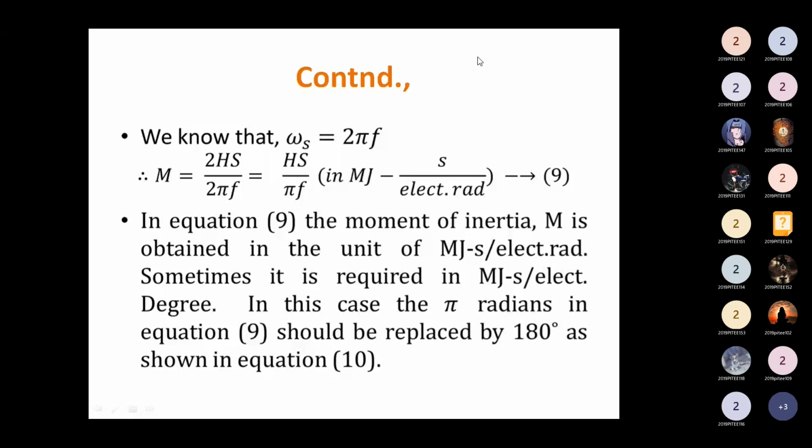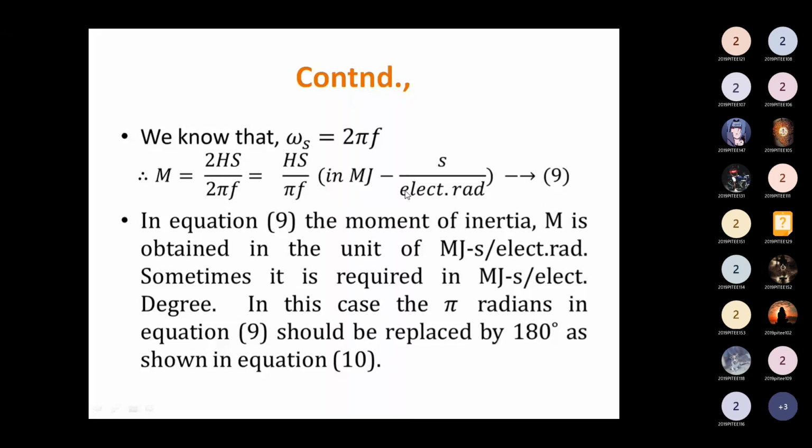You know that your omega s is 2 pi F. I am substituting it in the M expression. So 2HS by omega s, with omega s equal to 2 pi F. The 2 gets cancelled. The remaining terms are HS by pi F in megajoule seconds per electrical radian, equation number 9. So in equation 9, the moment of inertia M is expressed in megajoule seconds per electrical radian. Sometimes it may be megajoules per electrical degree also. By our convenience, we can convert to electrical degrees or electrical radians.